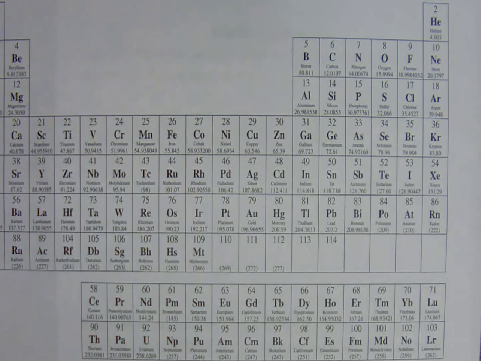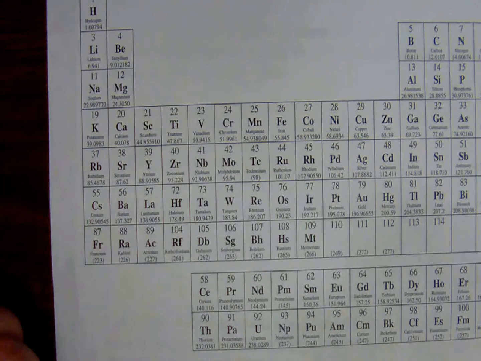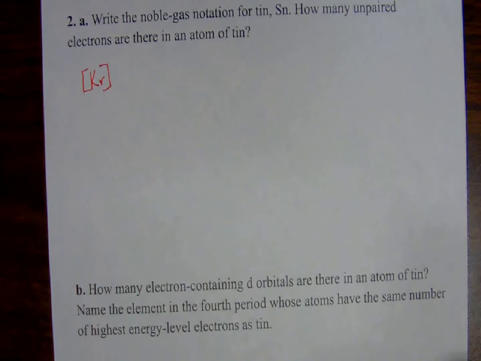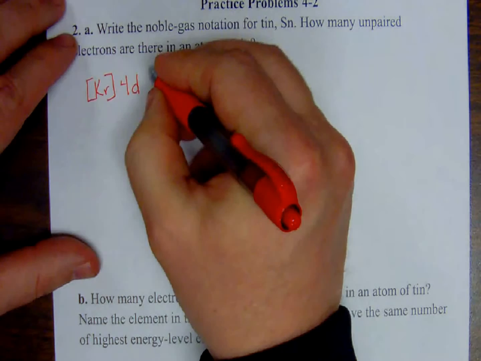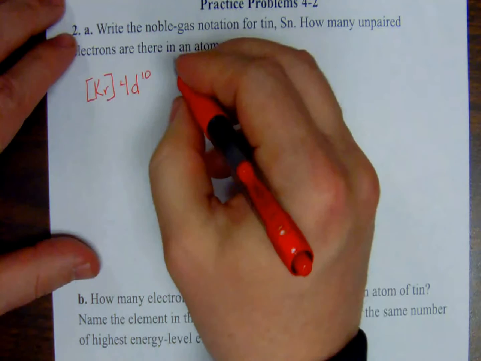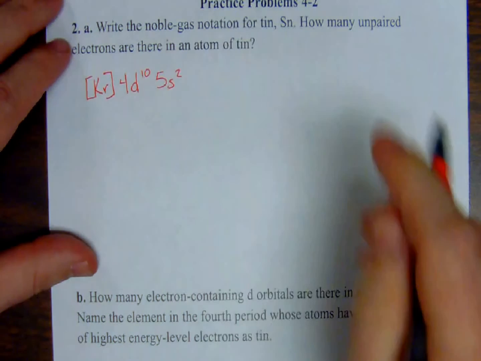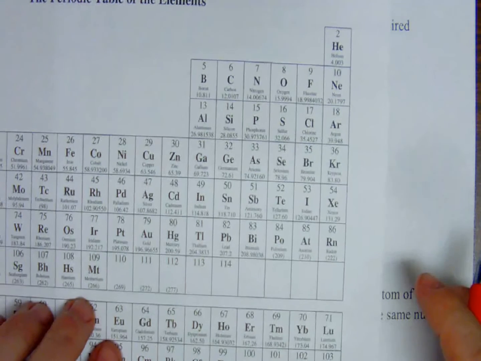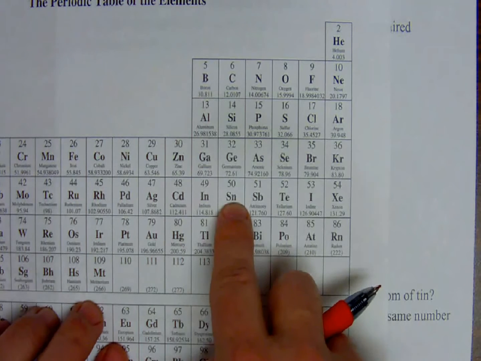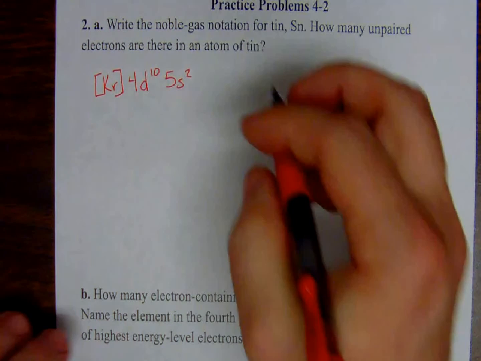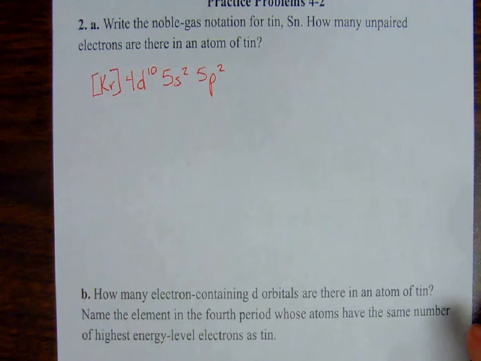Even though it fills after 5s, we have to write it in our configurations first, and then we can go to 5s2. And then how many electrons in the p sublevel do we have for Sn? So that's 5p1, 5p2. So 5p2, and that's it. That's the entire noble gas notation for Sn. I successfully represented 50 electrons just by writing that. It saves me a whole lot of time.